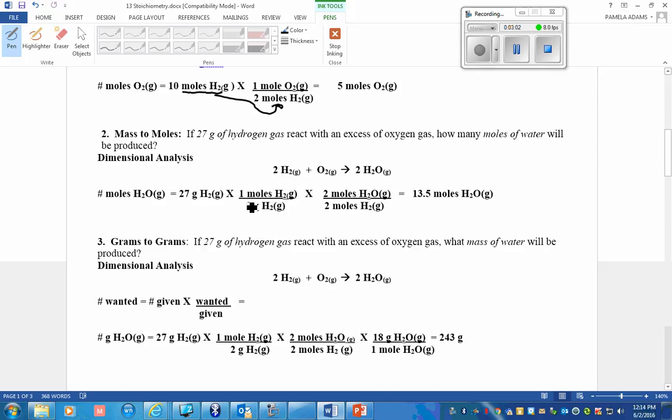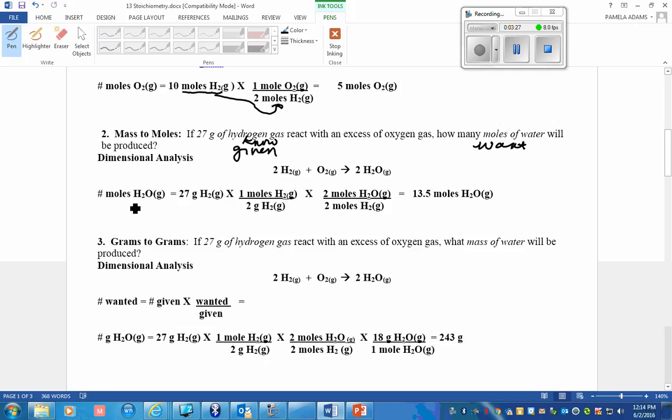Mass to moles. If 27 grams of hydrogen gas react with an excess of oxygen gas, how many moles of water will be produced? Here we go with what we know. This is our given. And what we want are moles of water. And here is our balanced equation.